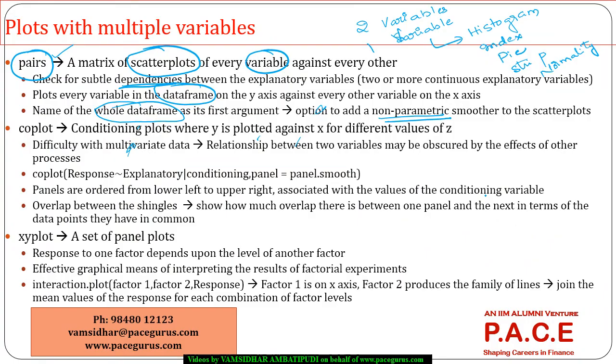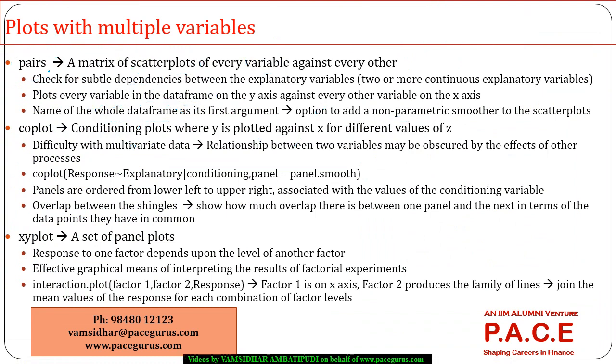Then moving on to the next function in the same multivariable category, we have the coplot, another interesting plot. It's actually a conditioning plot. So we are talking about the relationship between y and x, but for different values of z. What does that mean? I want to look at the relationship between income and age, but for different values of the segment. So for the first segment, I want to look at the relationship between income and age. For the second segment, I want to look at the relationship between income and age.